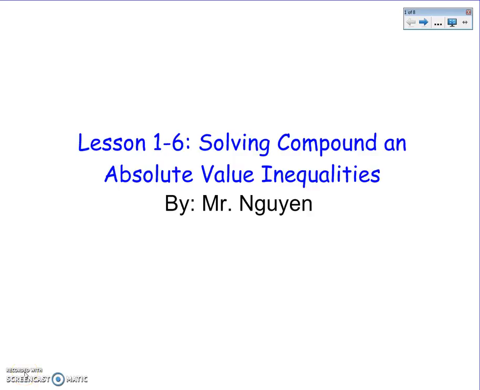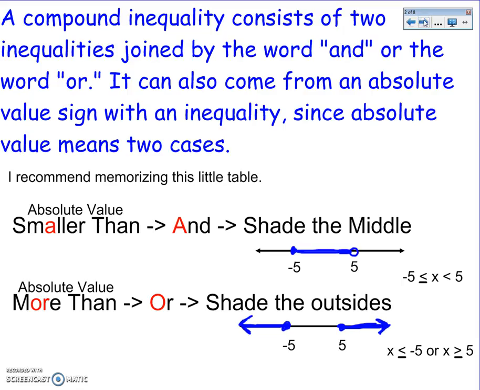Today we'll be going over solving compound and absolute value inequalities. First, make sure you know that a compound inequality is just two or more inequalities joined by the word "and" or the word "or." It can also come from an absolute value sign, which with an inequality means two cases, the positive case and the negative case. I recommend memorizing this little table.